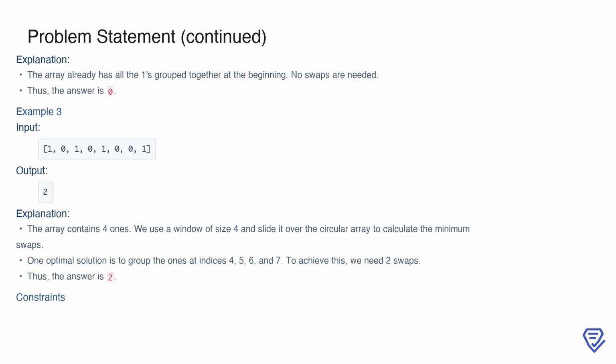On the other hand, in the third example, the input array is 1, 0, 1, 0, 1, 0, 0, 1. This array contains 4 ones, so we use a window of size 4 and slide it across the circular array to calculate the minimum swaps. One optimal solution is to group the ones at indices 4, 5, 6, and 7. To achieve this, we need 2 swaps, making the output for this example 2. These examples demonstrate different scenarios and edge cases for grouping the ones together.